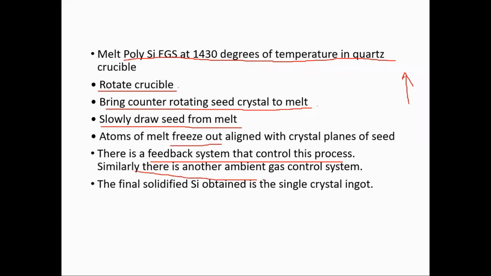Similarly, there is another ambient gas control system. And why is this feedback needed? Because if at any time there is a certain problem, it can be rectified immediately. And we are putting this in some inert gas so that silicon at that temperature does not react with the gas. So we are putting this thing in inert gas.